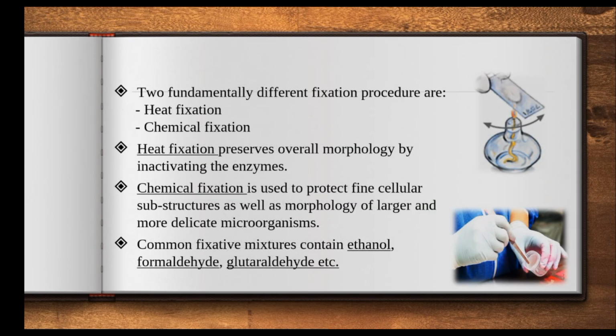Two fundamentally different fixation procedures are heat fixation and chemical fixation. Heat fixation preserves overall morphology by inactivating the enzymes. Chemical fixation is used to protect the fine cellular substructures as well as morphology of larger and more delicate microorganisms. Common fixative mixtures contain ethanol, formaldehyde, glutaraldehyde, etc.